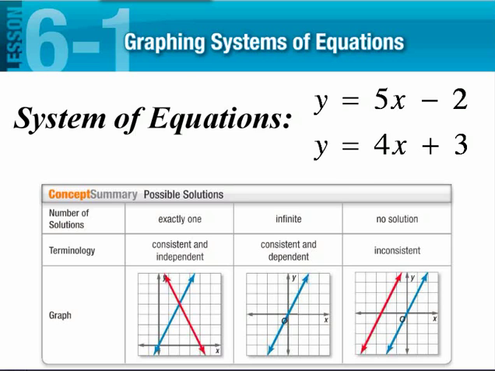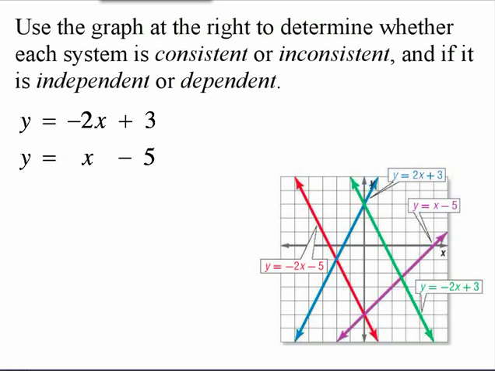Okay, there we go. It says use the graph at the right to determine whether each system is consistent or inconsistent, and if it is independent or dependent. So let's go ahead and look. What you're going to have to do is you're given these two equations. You're going to have to locate on here what two equations you're looking at. So first of all, negative 2x plus 3 is here in the blue. So this is the one I'm looking at right now.